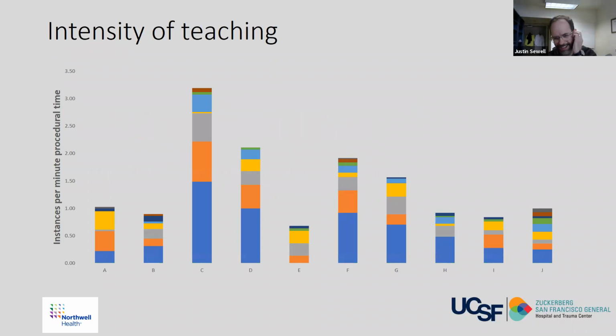And this may come as a surprise to no one, but this is the intensity of teaching. On the y-axis, you have instances per minute of procedural time of teaching. You can see it varied widely from less than 1 instance of teaching per minute to more than 3 instances of teaching per minute of procedural time. And so that's a lot of teaching. And we learned a lot about these different patterns. So you have 1 that's a really major teacher, 3 that are in the middle, and then the rest are in the lower spectrum.